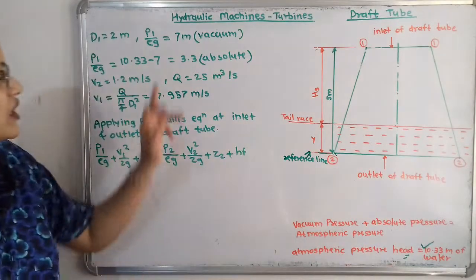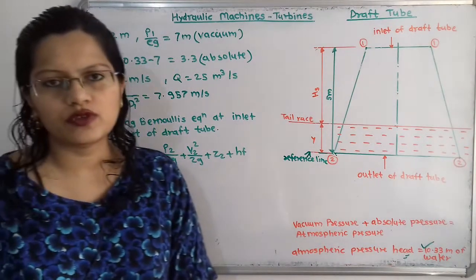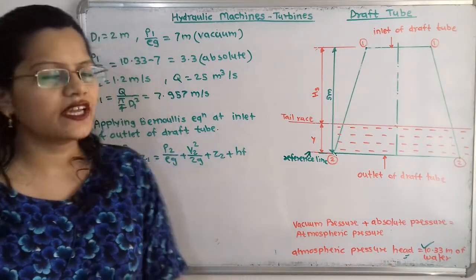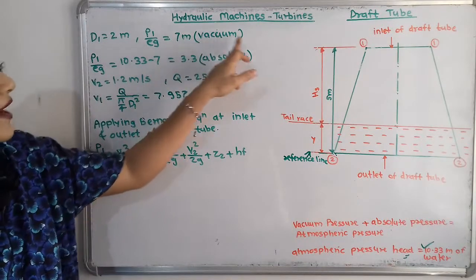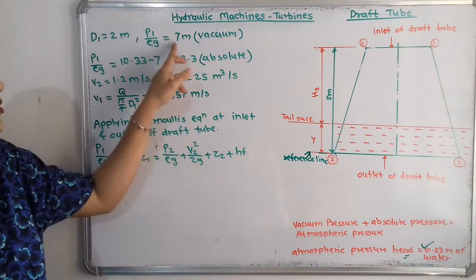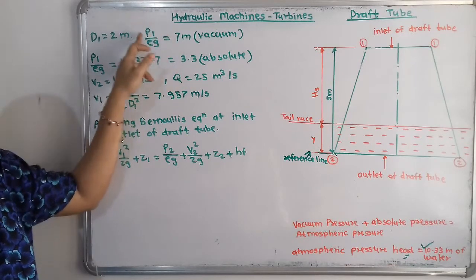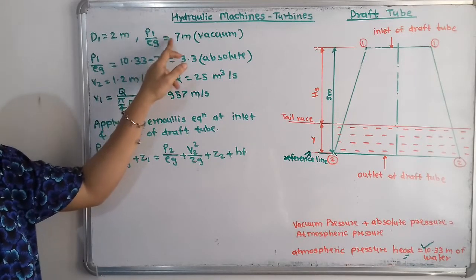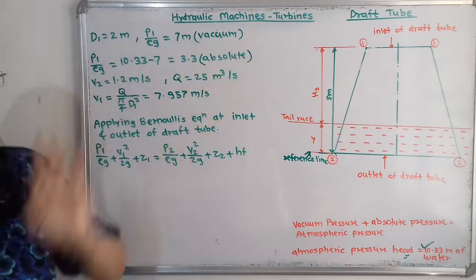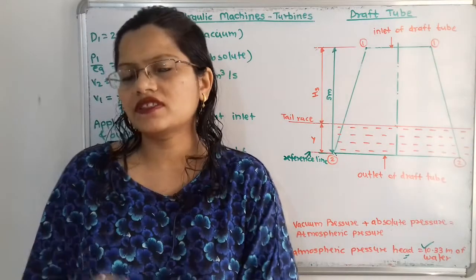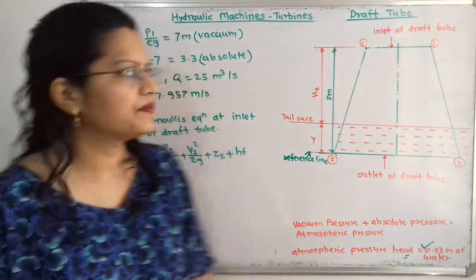Now pressure head at inlet is also given. Now this pressure head is given, that is the vacuum pressure head. So P1 by rho g. So pressure head means that this is the whole value, that is for P1 by rho g is 7 meter, and we have to mention here vacuum because this is the vacuum pressure head.